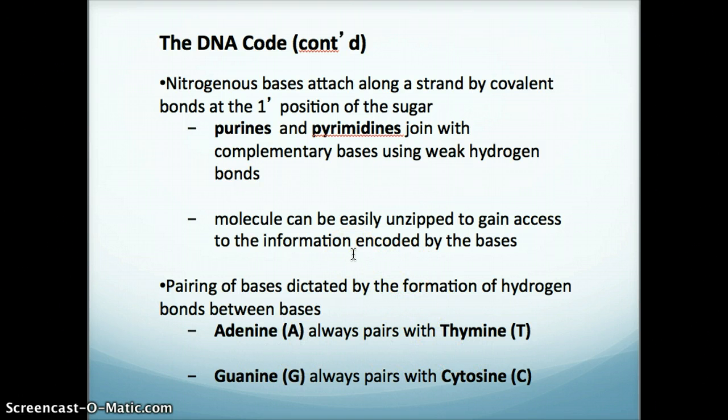And this bonding of these purines and pyrimidines across each other with this weak hydrogen bond allows for this molecule to be easily unzipped, is the best way to describe it, which allows perhaps mRNA to be formed off of it, or a new DNA strand from the information encoded in these bases.